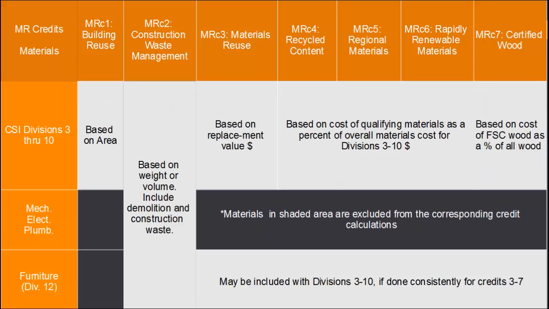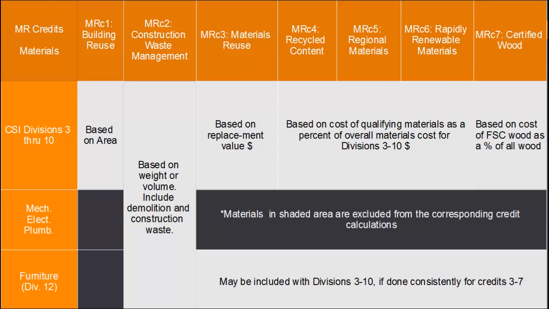The most important thing to understand is how you calculate these credits. That's the most complicated part of applying the material and resource credits. These credits pertain to CSI spec divisions 3 through 10, and parts of 2 pertain to site. Mechanical, electrical, and plumbing are not included. And furniture is optional, but if you include it in one credit calculation, you have to include furniture costs in all of the credits, which is important to take into consideration.